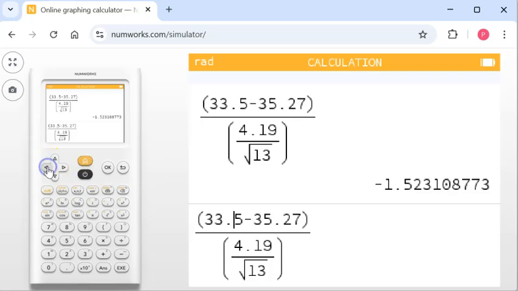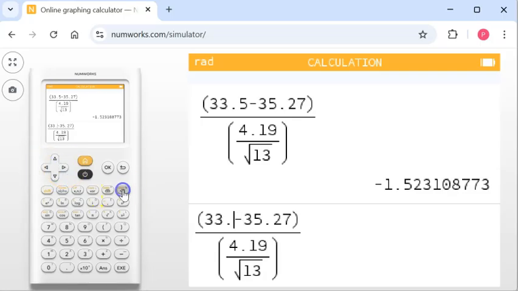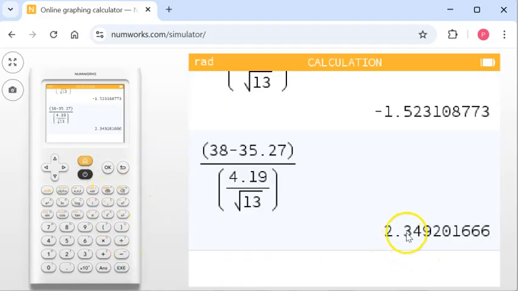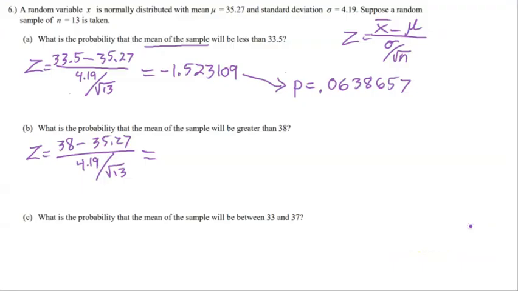I'll just grab this and change the 33.5 into a 38. And now it's still the same: minus 35.27, 4.19 divided by the square root of 13. So when I hit execute, I get 2.349202.